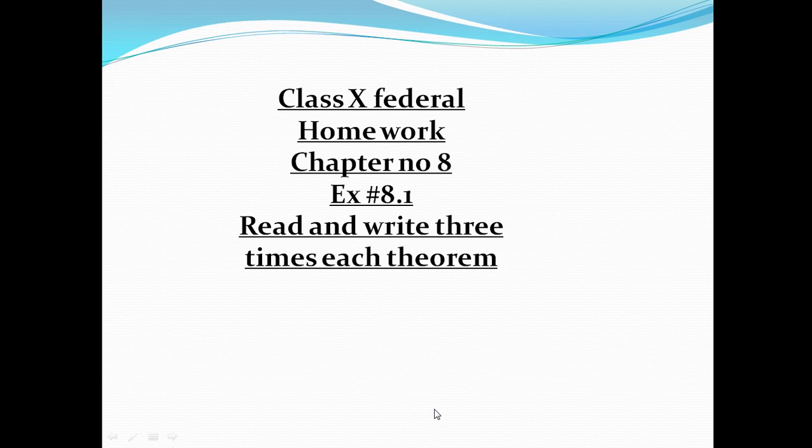Class homework, chapter number 8, 8.1: read and write each theorem 3 times. Thanks a lot.